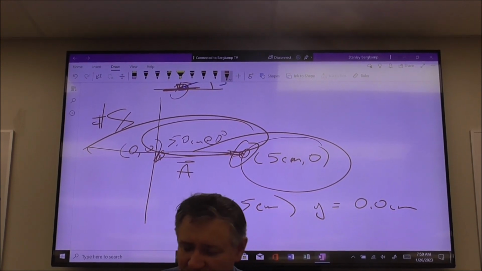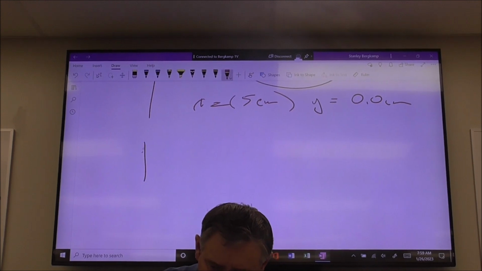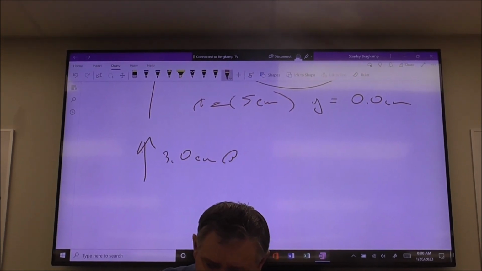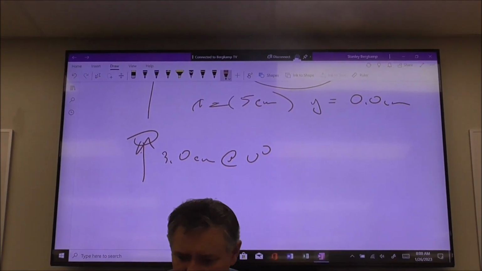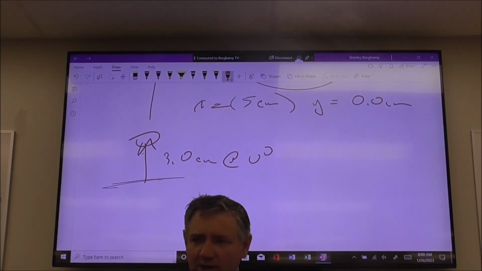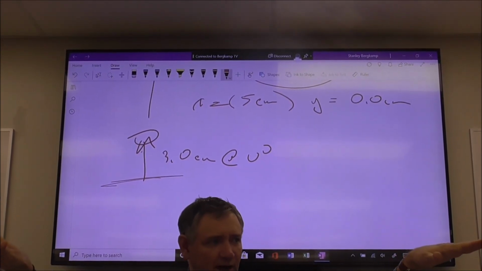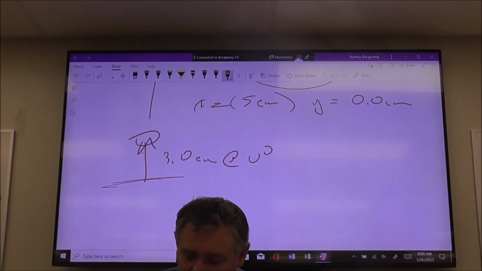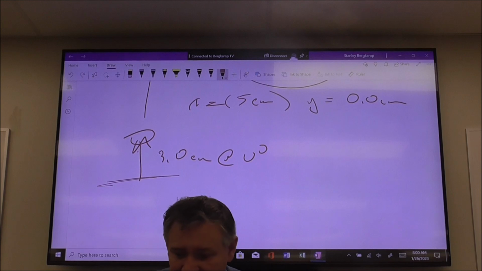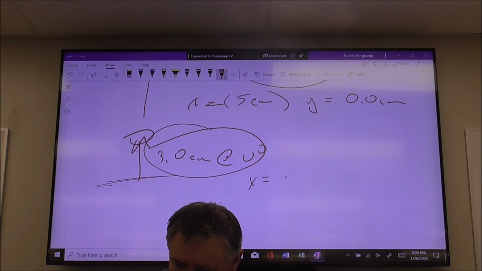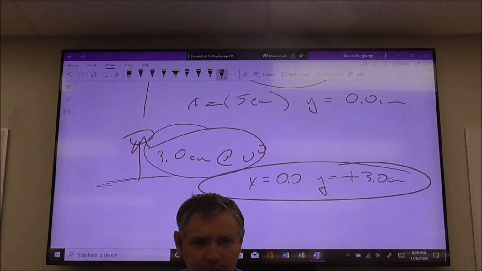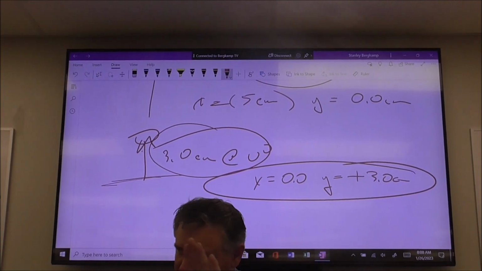Now, when you get to B, you have 3 centimeters at 0 degrees. Oh, okay. There's 3 centimeters at 0 degrees. I'm going to try and figure out the x and y coordinates to get to that point. Okay, no worries. Well, I'm not going to go anywhere in the x direction. I have no movement in the x direction, and it's all in the y. So on this one, I'm going to say, okay, my x component is going to be 0, and my y component is going to be positive 3 centimeters. Okay? It's the exact same thing. They're identical. You cannot tell the difference between the two.